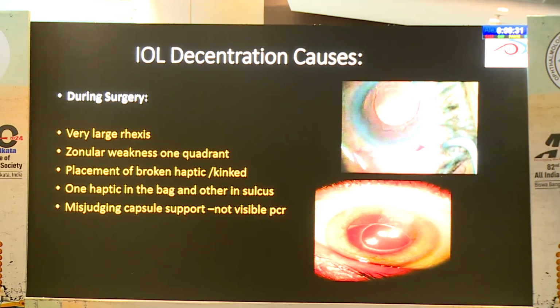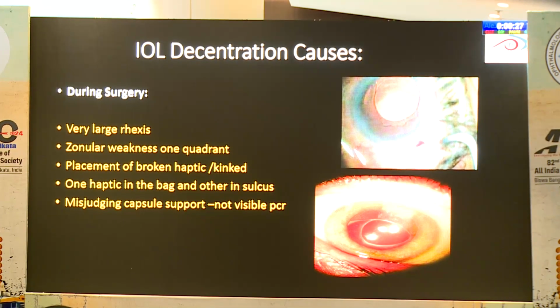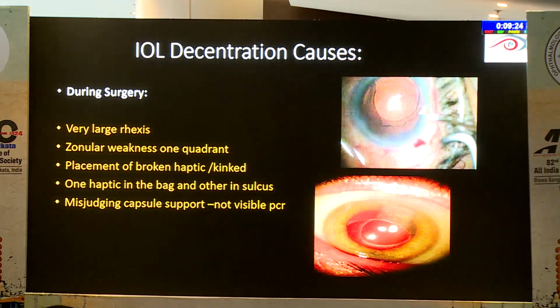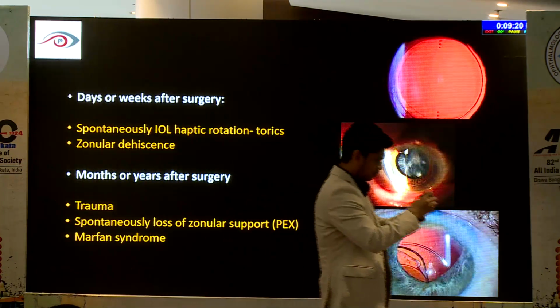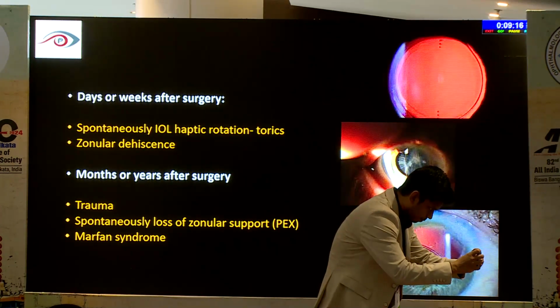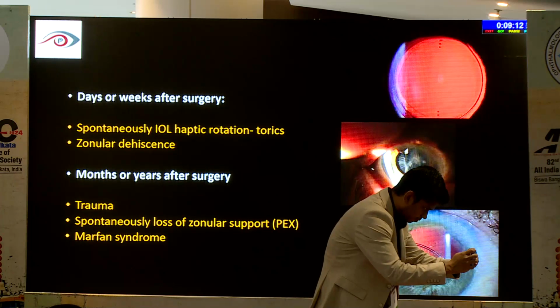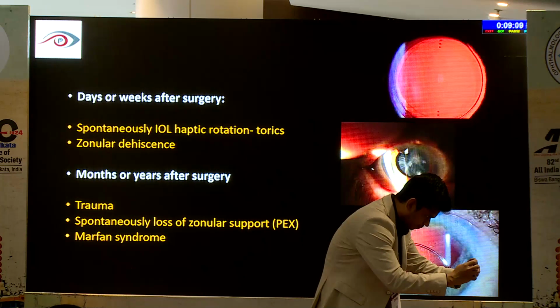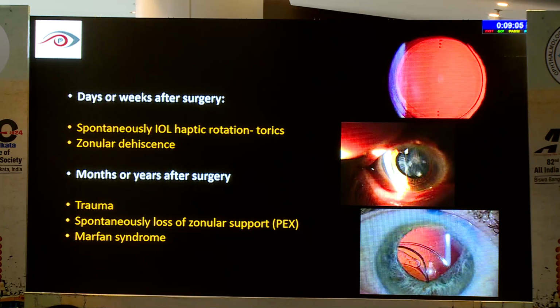Mainly, decentration occurs during your surgery when you have done a very large rhexis, zonules are weak in one quadrant, you have not identified a PCR, or one haptic is in the bag and another in the sulcus. Over days or weeks you notice the lens being displaced, especially in torics, which become malrotated because of zonulysis. Over months or years, it occurs in case of trauma, pseudoexfoliation or in Marfan's.